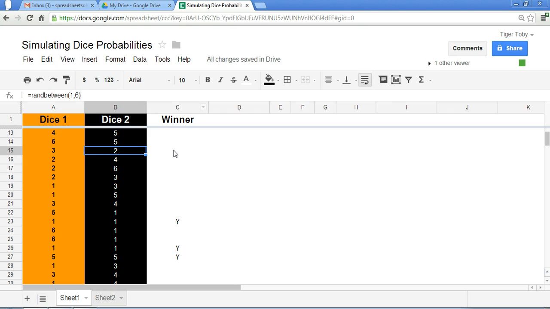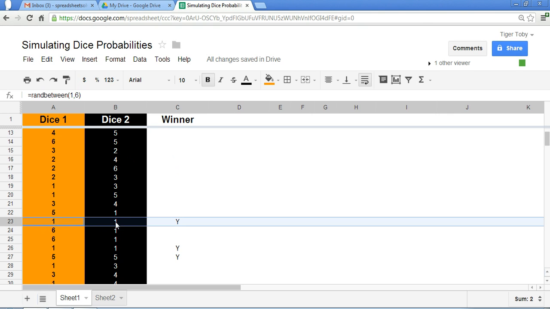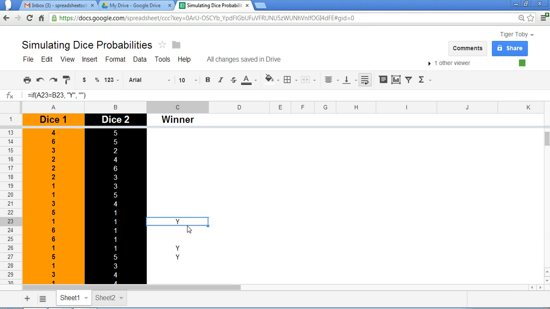Then in this third column, we want to designate any time there is a winner, in other words, any time there is a pair. So let's take a look here. Here we see in row 23, dice 1 has a 1 and dice 2 has a 1 as well. So we see that a winner does come up, and that's designated with a Y. Here we use an IF function, which states that if cell A23 is equal to cell B23, which they are, then the output will be a Y. Otherwise, the output will be blank.